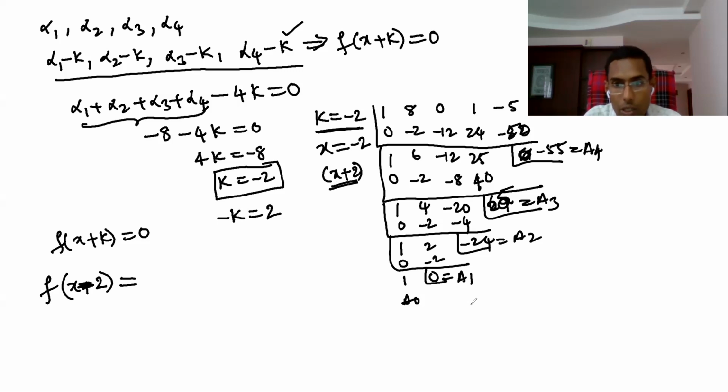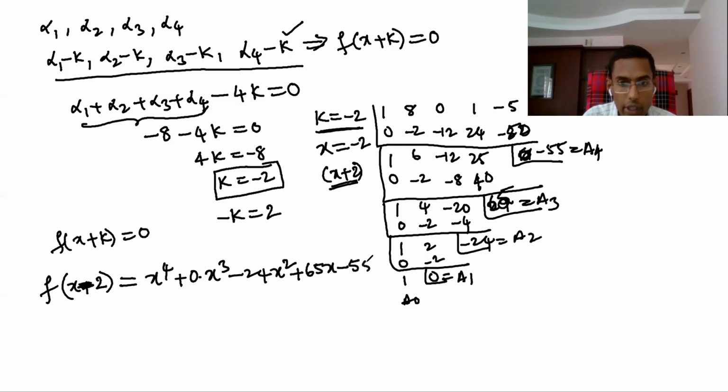By which you get this. So f of x minus 2 is what I got now. I'm writing here, you see: 1x power 4 plus 0x cube, next minus 24x square plus 65x minus 55 equal to 0. This is what I got. Hope you understand. f of x minus 2 is this.